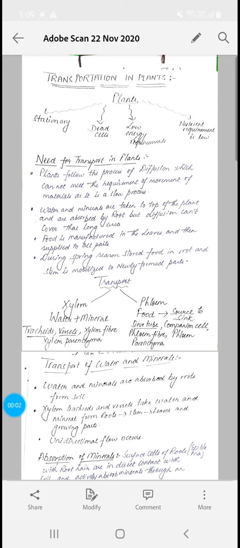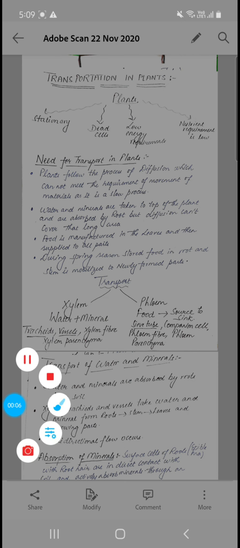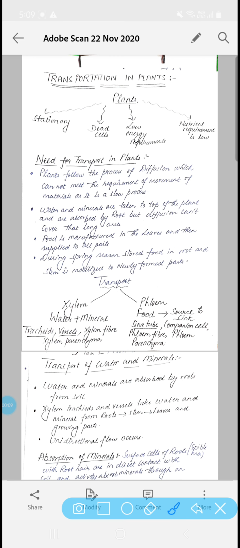Good morning, students. Up till now we have discussed the chapter life processes till transportation in animals. So, our next topic is transportation in plants.